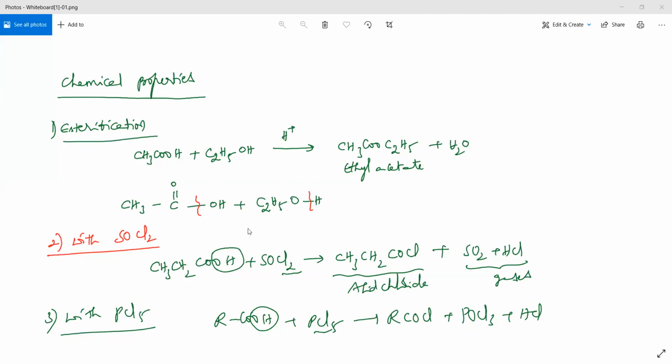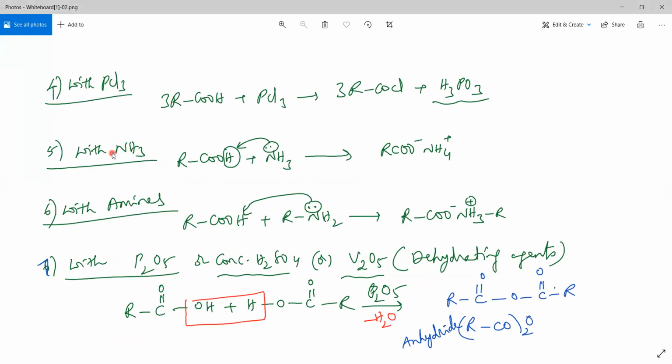Thionyl chloride: OH minus will be substituted by Cl minus, so you will get COCl here. With PCl5, same: OH minus is substituted by Cl minus, so you will get RCOCl again. Then with PCl3, same thing: OH minus is substituted by Cl minus.